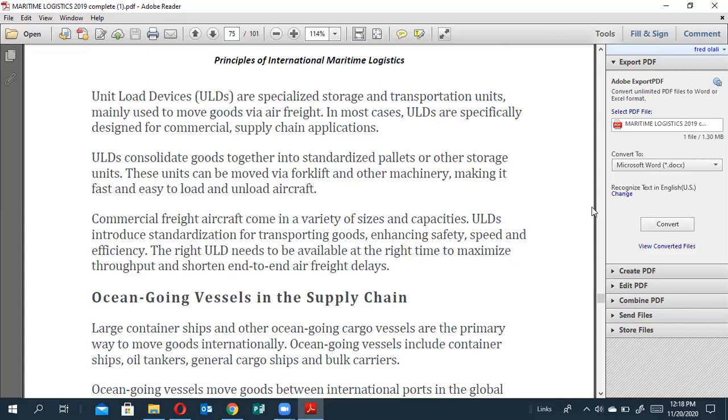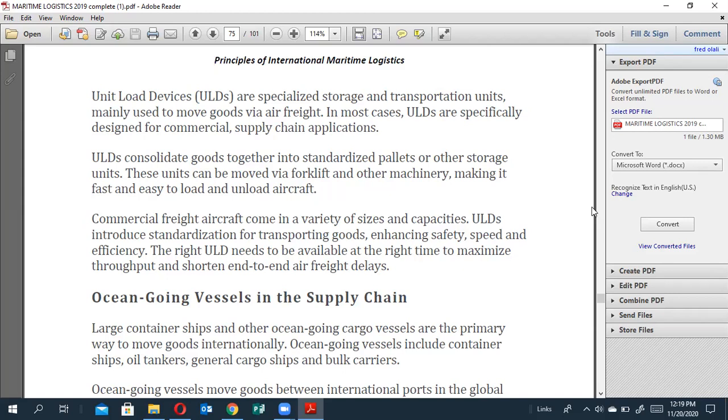A ULD is a specialized storage and transportation unit mainly used for moving cargo by air freight. In most cases, ULDs are specifically designed for commercial supply chain applications. ULDs consolidate goods together into standardized pallets or other storage units. These units can be moved via forklifts and other machinery, making it fast and easy to load and unload aircraft.